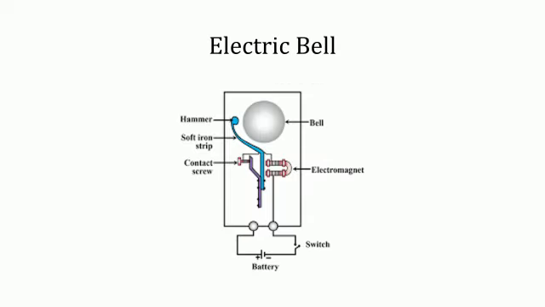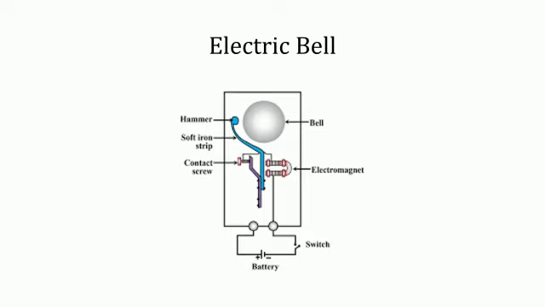Electric bell. It is the one which we use in our home. On the screen, you will see a picture of an electric bell with its outer cover removed. You can see a copper wire or coil wound around an iron piece. This wire acts as an electromagnet. An iron strip and hammer are fitted near the electromagnet. To complete the circuit, a contact screw is in touch with the iron strip.